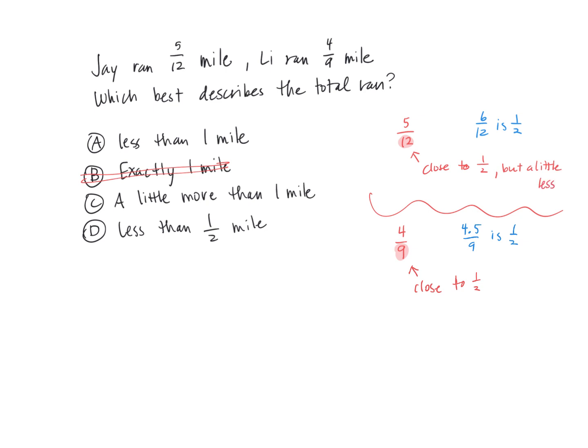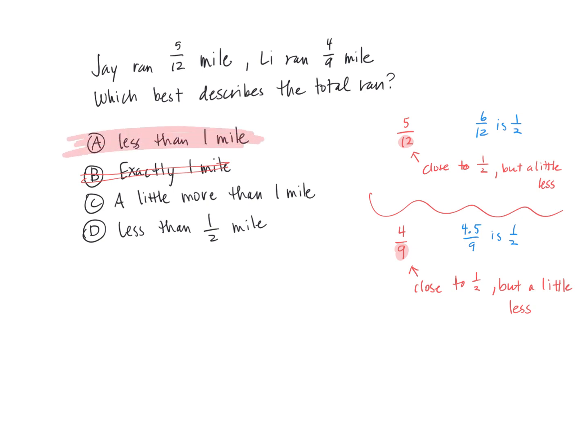Because half of 12 is 6, but he only ran 5. This is also a little less. Half of 9 is 4.5, but this person only ran 4. So both of them are a little less than 1/2. That means the total has to be a little less than 1 mile. So the correct answer would be A.